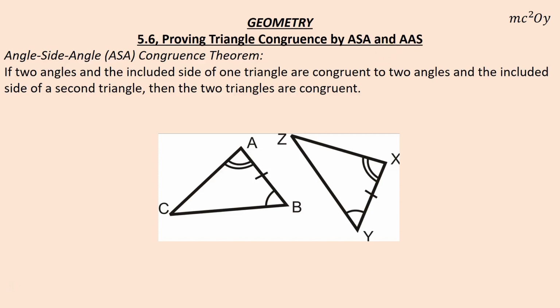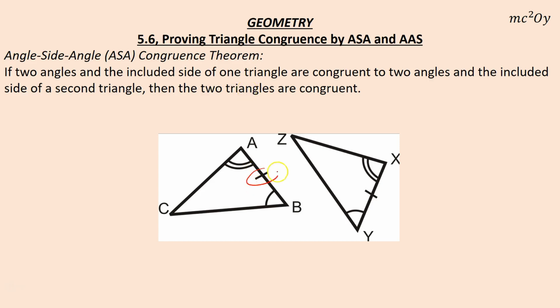Right, proving triangle congruence by angle side angle and angle angle side, ASA and AAS. So angle side angle: if two angles and the included side of one triangle are congruent to two angles and the included side of a second triangle, then the two triangles are congruent.